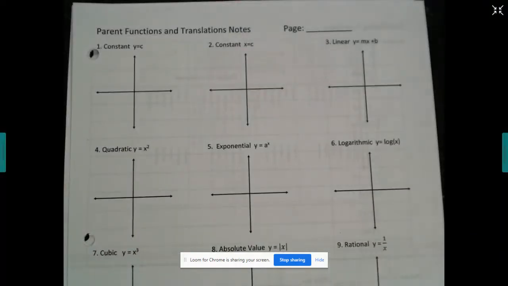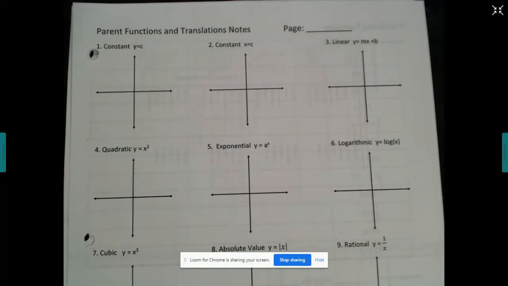Okay. So we're looking at parent functions and translations today. All of these functions, hopefully you have seen. There might have been two, depending on when you have Math 3, if you got to them or not. But let's look at them.